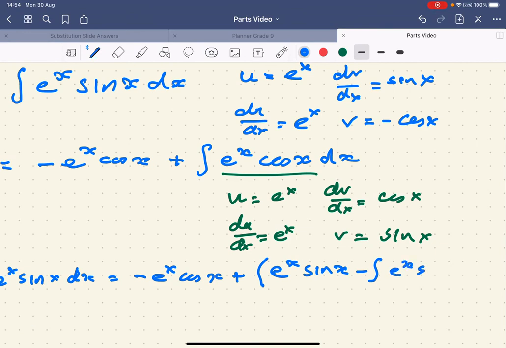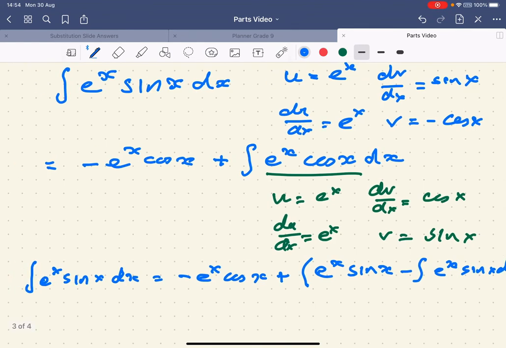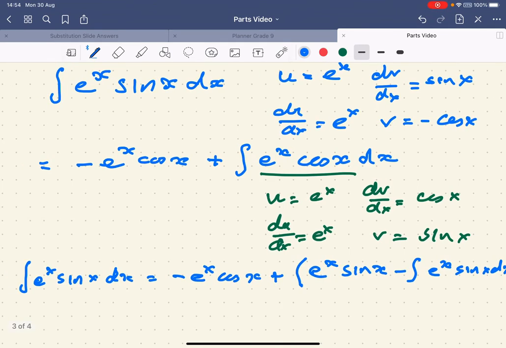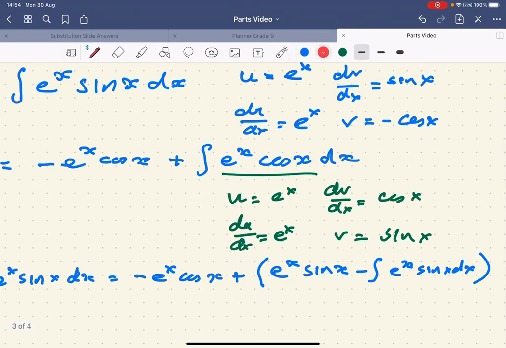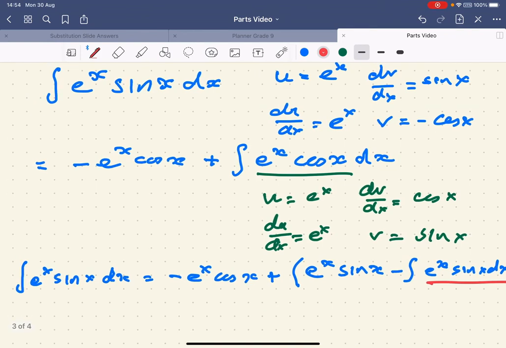e to the x sine x dx. Now if we look at this, we've got e to the x sine x here, we've also got the same thing right there. So we're basically trying to integrate again by parts in here. We're not going to do that. We've got negative e to the x sine x, well let's add that to both sides.